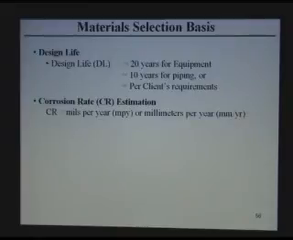Normally we use 20 years for equipment, 10 years for piping. Some clients like to see 30 years here, 20 years here. This is the normal way of doing it, but if the client wants something different, we comply with it. And then we try to find out what is the corrosion rate, what is the metal loss rate of the steel, of the metal. And the corrosion rate is expressed either in mils per year, or millimeters per year.